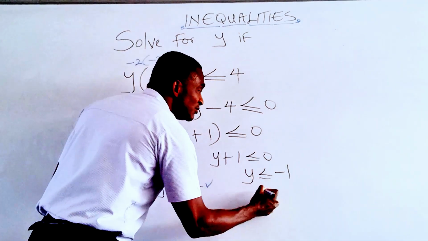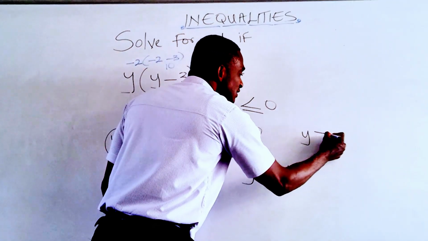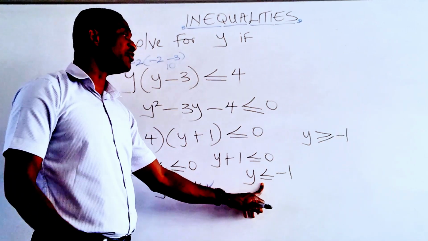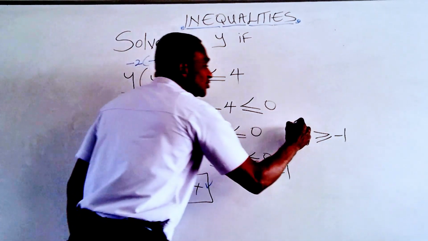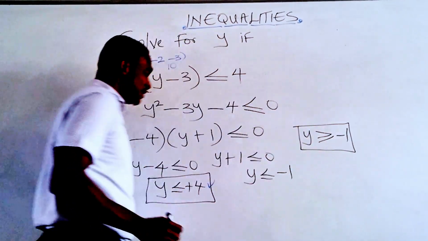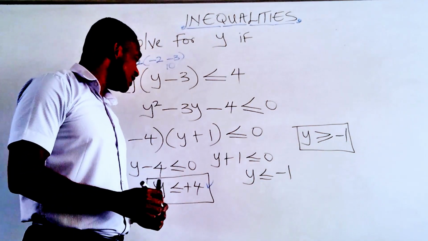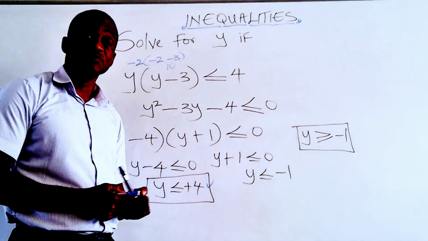And that is the value we must change. So instead of being less than or equals to, we flip around the logical operator. So our two solutions to this expression will be y is less than or equals to positive 4 and y is greater than or equals to negative 1.